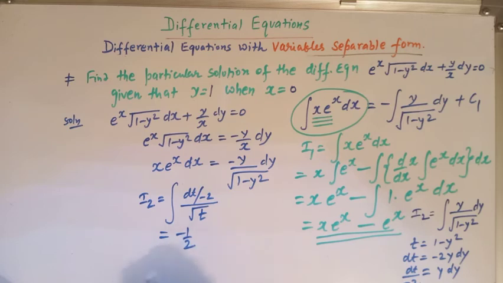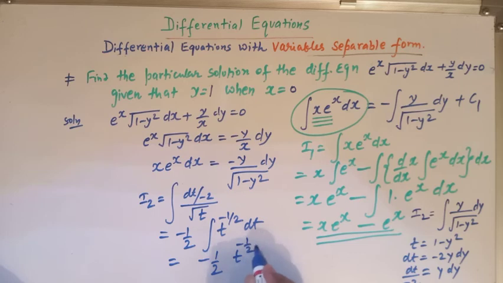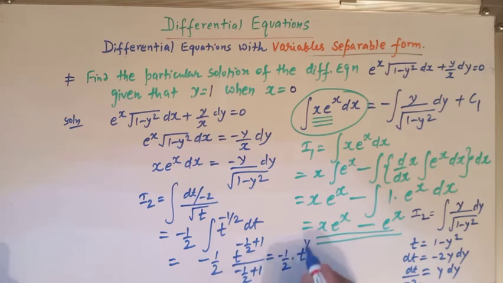We can write it as minus half integral of t raised to minus half dt. We have minus half times t raised to minus half plus 1, that is t raised to half, divided by half. Half and half get cancelled, so we are left with minus of square root of t, and this can be written as minus of square root of 1 minus y square. Clear?